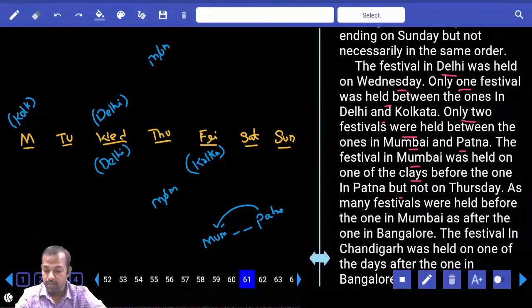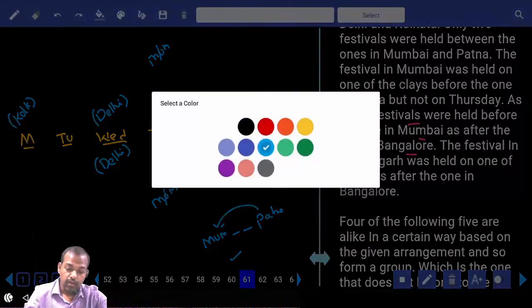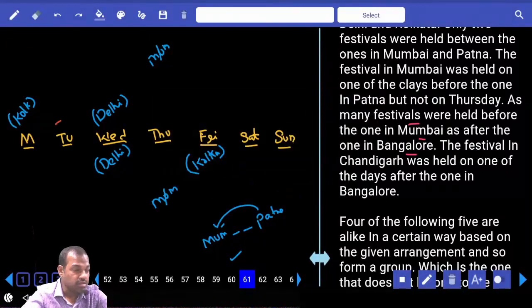Okay, right. Next one. Next is, as many festivals were held before the one in Mumbai as after the one in Bangalore. Okay. Now tell me, what is the possibility for Mumbai and Patna here? Now tell me, can I take in the first possibility Mumbai on Tuesday? If Mumbai is on Tuesday, Patna has to be on Friday. Now tell me, is there any other possibility in the first case here? No. So definitely Mumbai has to be on Tuesday and Patna has to be on Friday.